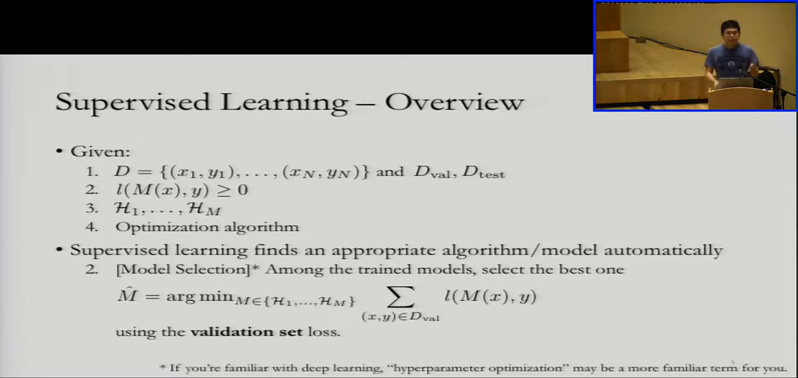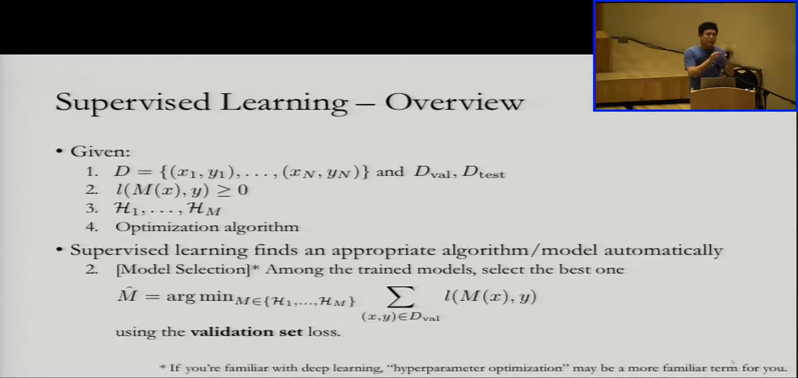Now we need to decide among all those models that we have found, which one do we use? That's called model selection, and there we choose the one with the lowest loss function on the validation set. So this is where the validation set is used, and it has to be used only for model selection, not for optimization. So to search within the hypothesis set, we use the training set. To search across the hypothesis sets, we use the validation set.